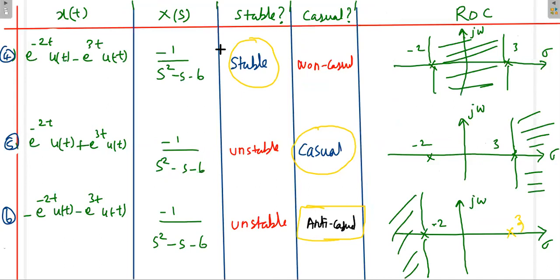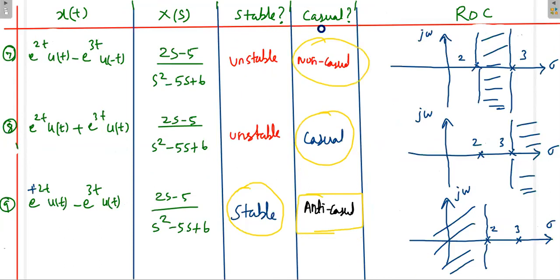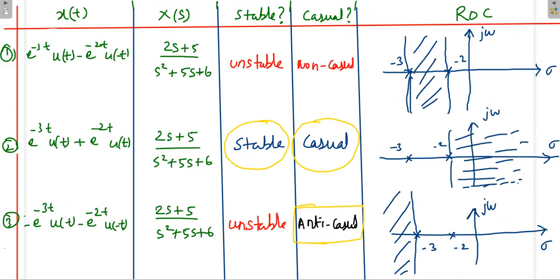Then what is non-causal? See, here we are having non-causal. Here also non-causal. Here also non-causal. So whenever non-causality comes, you will be having the ROC in between numbers. In some cases the ROC is extending from -2 to plus infinity, here from -infinity to -3, but here the ROC is in between some defined numbers. So whenever the system is non-causal, the ROC will be defined in between some numbers.